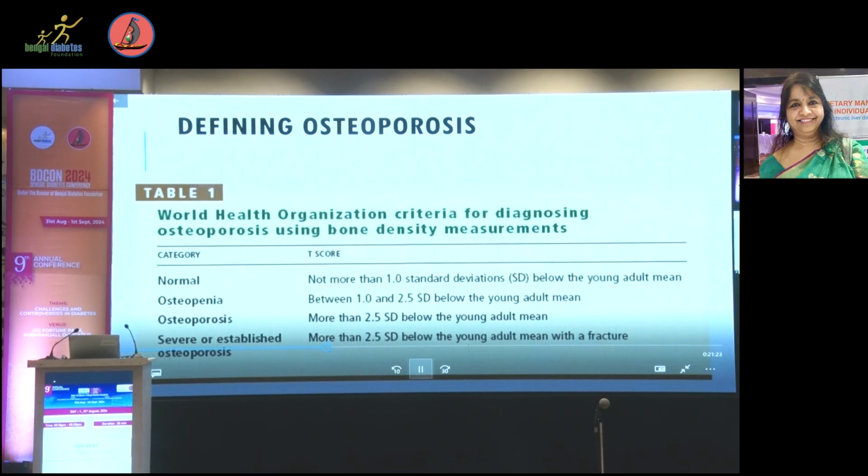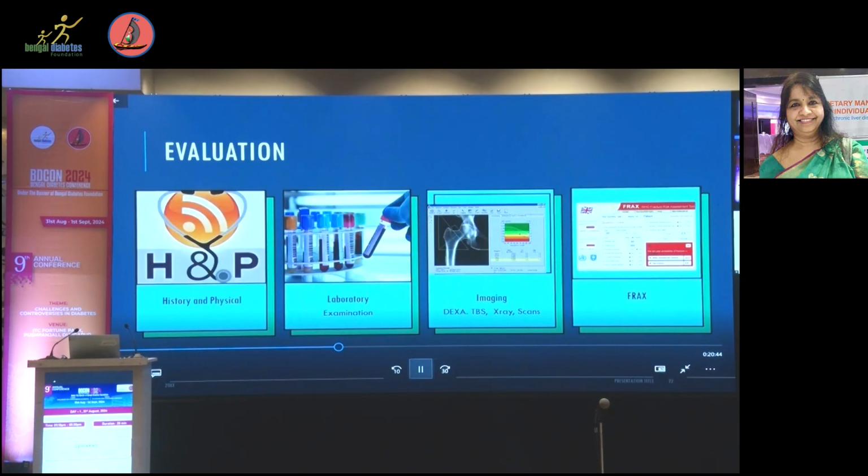When you define osteoporosis, we've been using the WHO criteria for diagnosis using bone density measurements. Normal is up to -1. Osteopenia is between -1 and -2.5. Osteoporosis is anything more than -2.5. And severe or established is, of course, anyone who already has a fracture, not someone who fell from the fifth floor and broke something, but we are talking about fragility fractures, so severe or established.